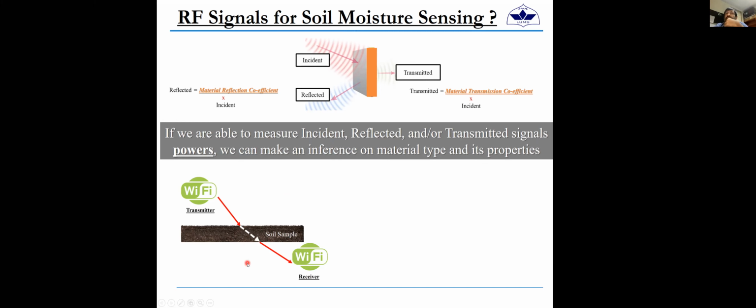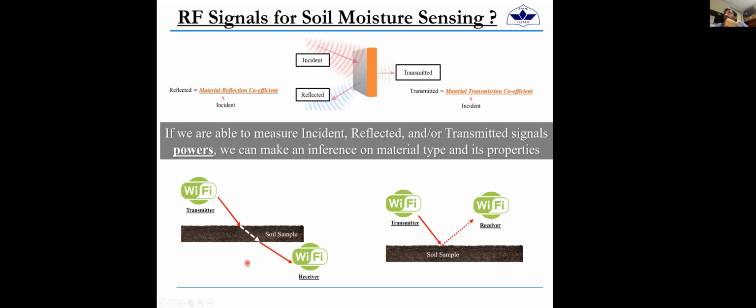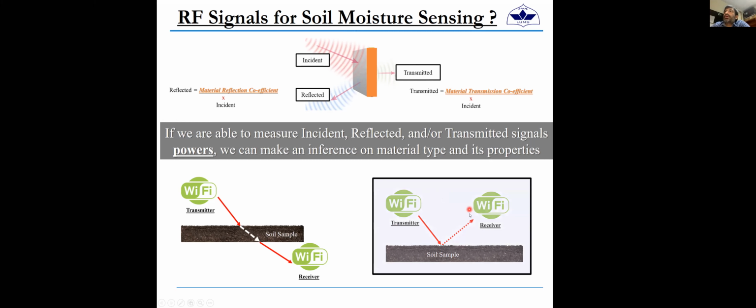Okay, so this does not seem feasible. Rather, why not investigate the other setup? In this way, we put the transmitter and receiver both above the soil sample, and instead of observing the transmitted waveform, we observe the reflected waveform. So now we will measure the transmitted power at the transmitter, and the reflected power at the receiver, and using these two powers, P and PR, we can say something about the physical properties of this soil sample. So our experiment is based on this architecture, which I have highlighted here.